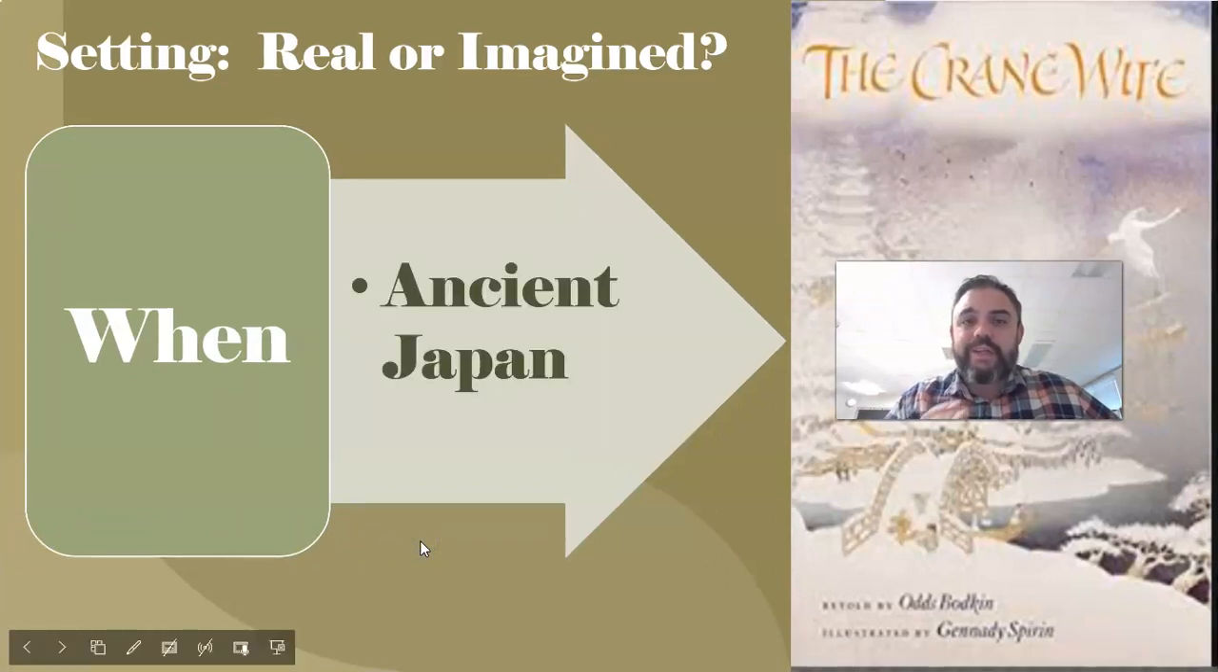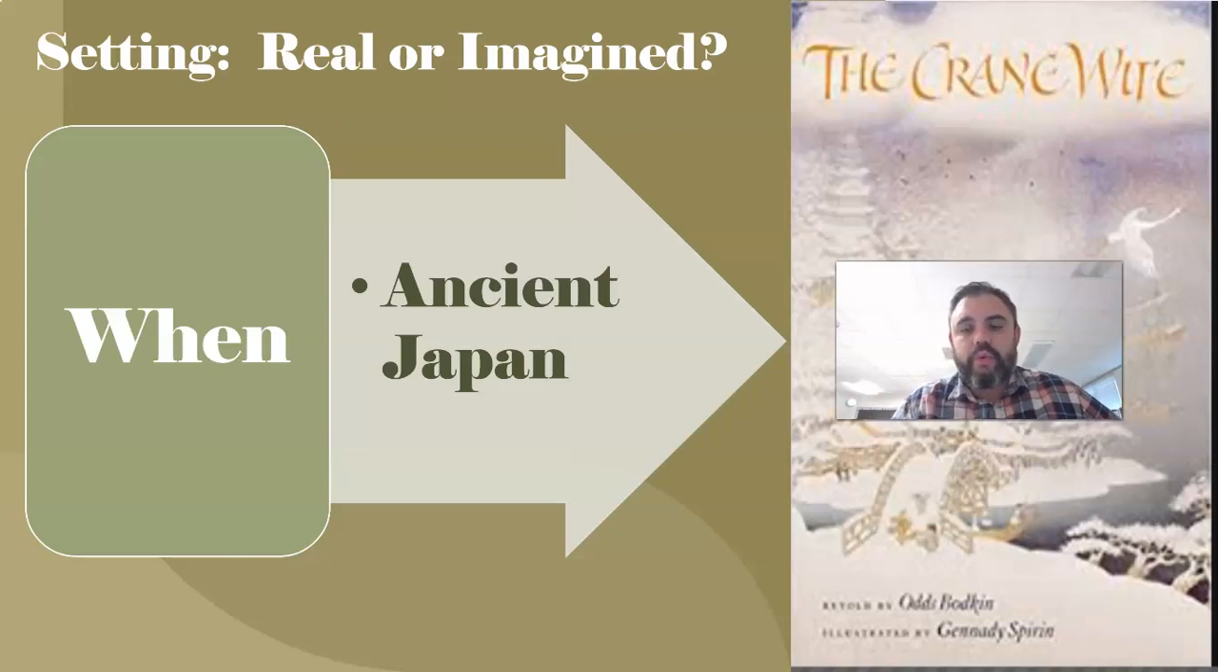It takes place in ancient Japan. Quite literally, within the first sentence, it says, "Once in ancient Japan." But for those that don't know, the word ancient means long ago or very old. So if you didn't know what ancient meant, you'd have to maybe get a dictionary.